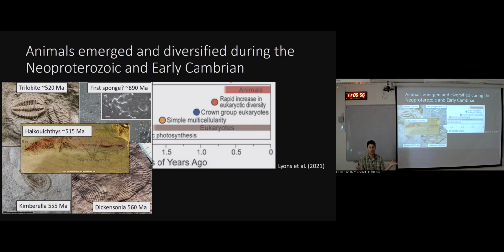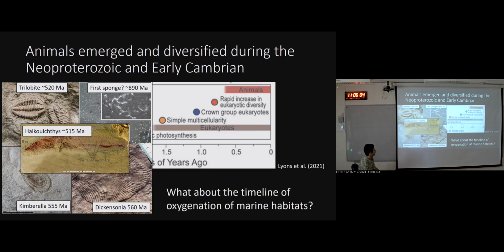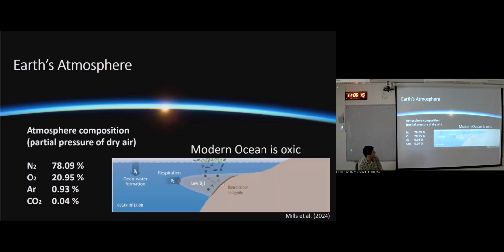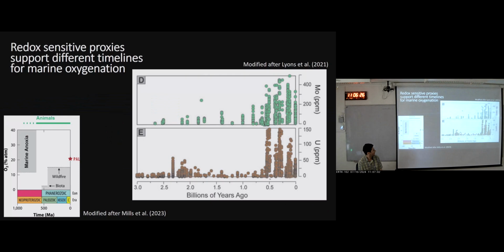What the levels of oxygen were in Earth's atmosphere, and most importantly in the marine habitats in which these animals evolved, is a different question. We know that today there's abundant oxygen in the atmosphere, more than 20% of it. And the modern oceans are oxic, with the exception of a few very localized oxygen minimum zones.